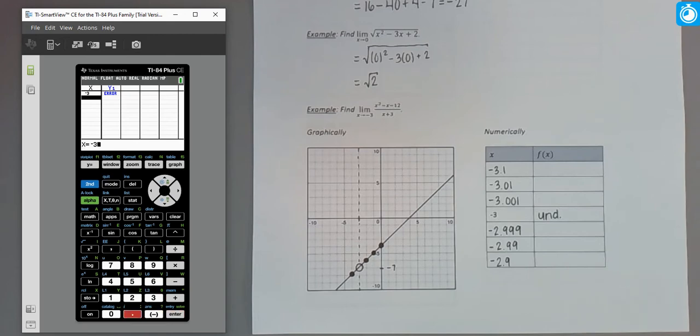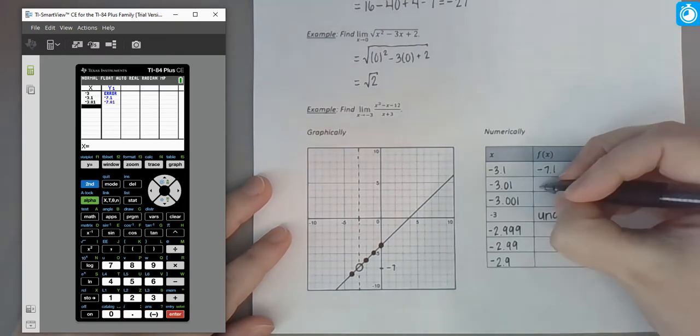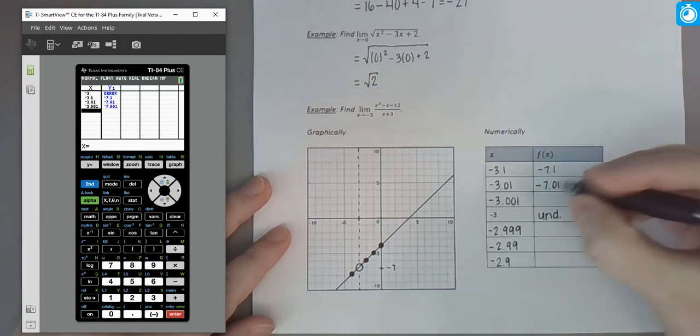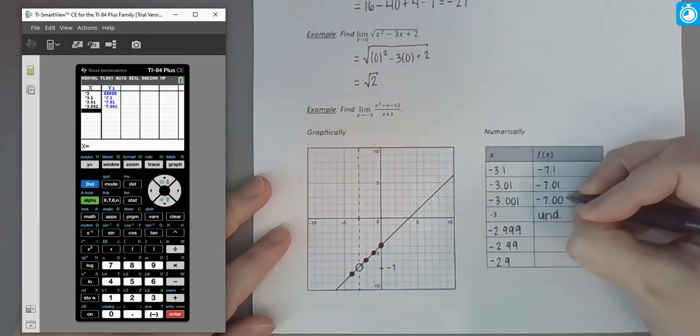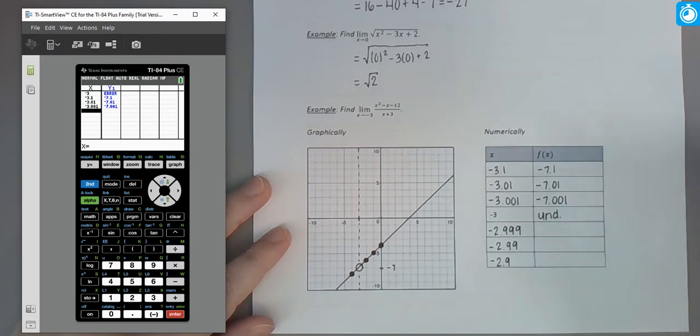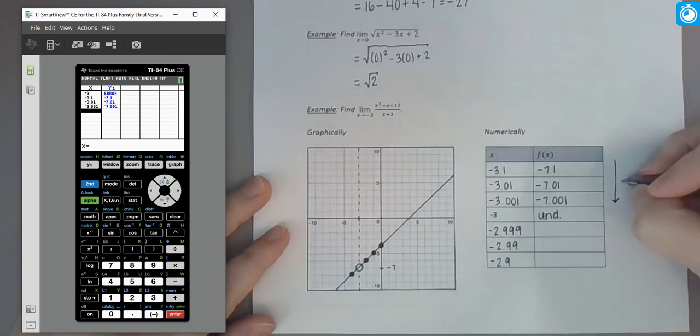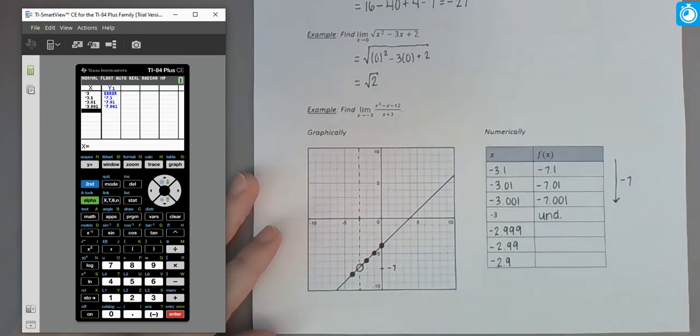What happens with these other values though? So -3.1, we're at -7.1. Okay, -3.01, we're at -7.01. -3.001, -7.001, and so on and so forth. So from this particular side, which would represent the left-hand side of the coordinate plane, we're approaching a value of -7. Now what about the other side, the right-hand side?